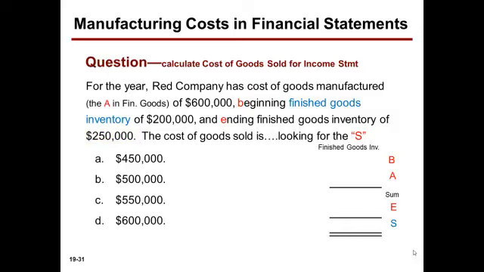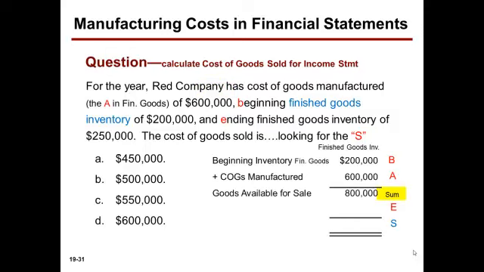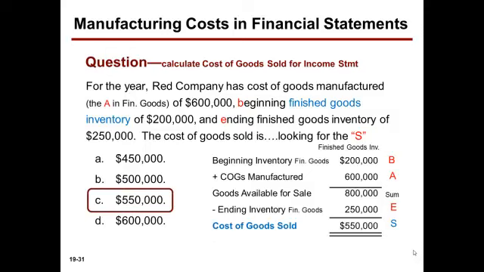So we start with the beginning balance of finished goods, $200,000. To that beginning value, we add our cost of goods manufactured, $600,000 during the period. We'll sum that, B plus A. Total finished goods available for sale, $800,000. If we have an ending balance in finished goods of $250,000, that means we've sold the difference, or $550,000. Cost of goods sold.